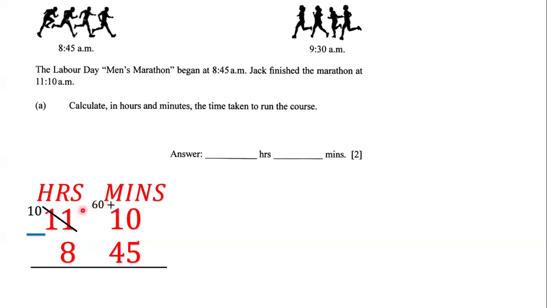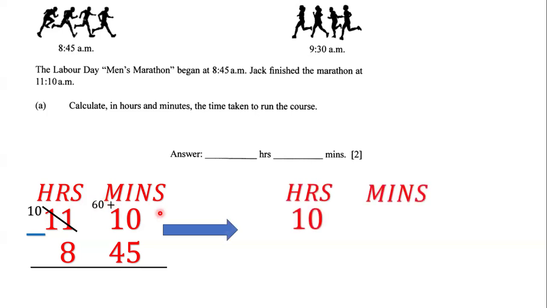And so on the hour side, what we actually have is 10 hours. And on the minute side, we have 60 plus 10, which is actually 70 minutes. At the bottom, we still have 8 hours and 45 minutes.